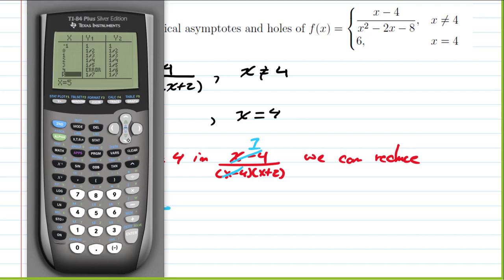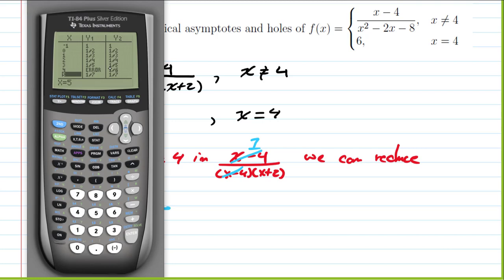So what would the limit be as x went to 4 of x minus 4 over x squared minus 2x minus 8? Well, it's got to be the same, so it's going to be 1/6, right? So this is an interesting fact that is very useful. If two functions are equal everywhere except for one point, then they must have the same limits.